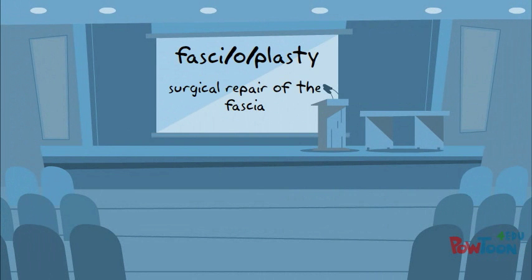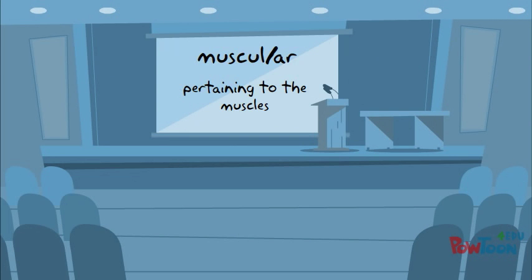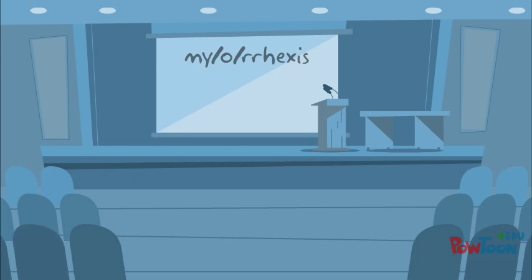Fascioplasty is the surgical repair of fascia. Fibroma is a tumor of fibrous tissue. Muscular means pertaining to the muscles. Myorexis is the rupture of a muscle.